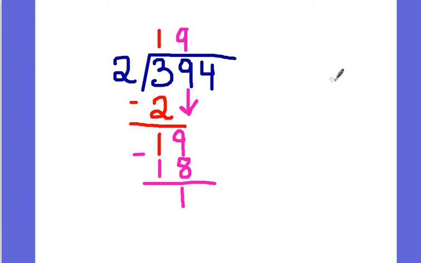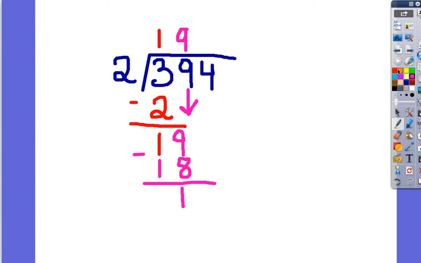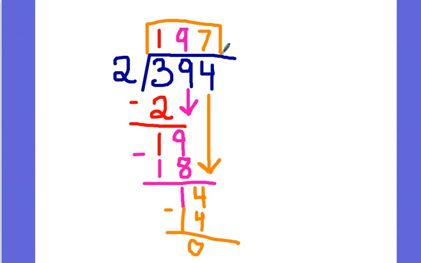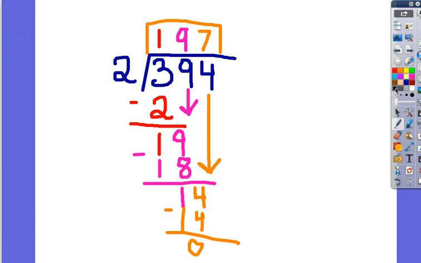Okay, then my last step is to work with my ones place. So I'm going to bring my ones all the way down and bring a 4. Okay, so then 2 times what in my ones place is 14. Well, 2 times 7 is 14, so that worked out good. Okay, and then subtract that and get 0. Okay, so all my places are filled. So my answer is 197.